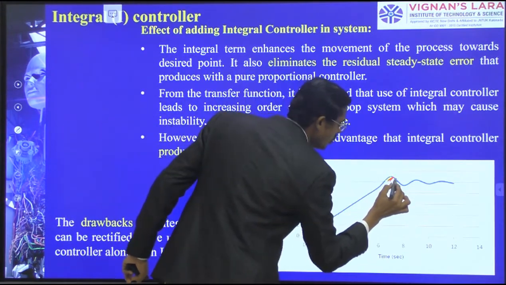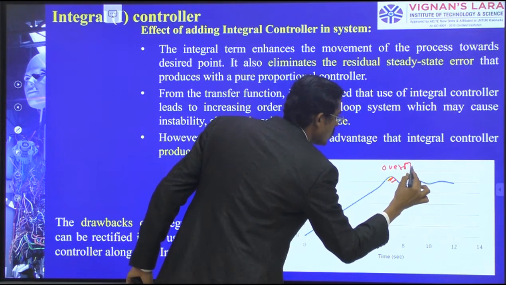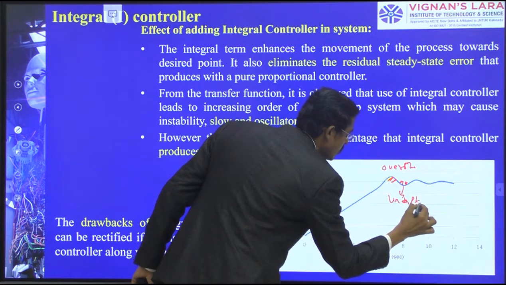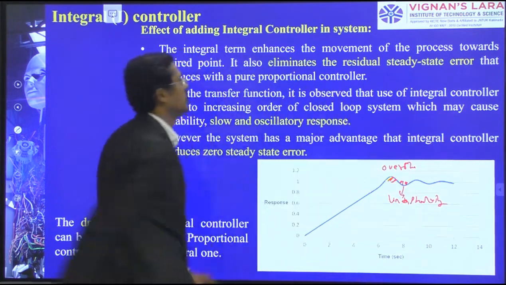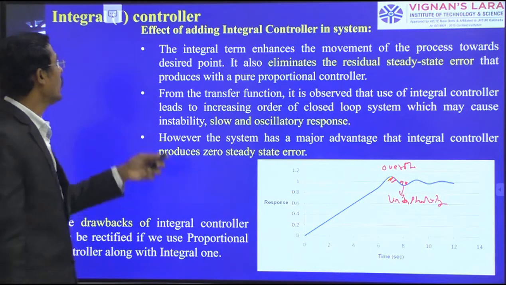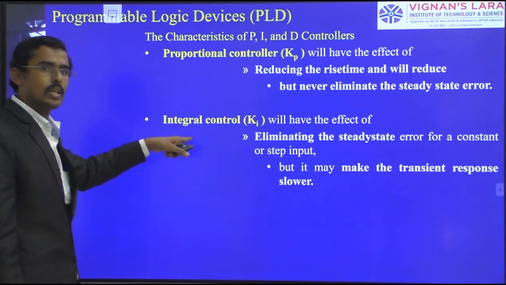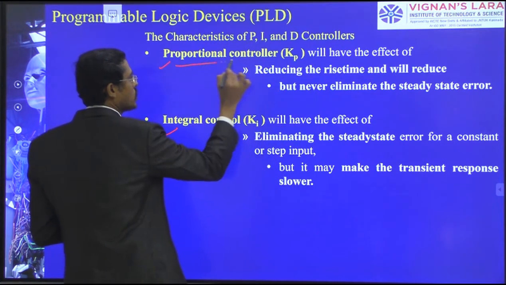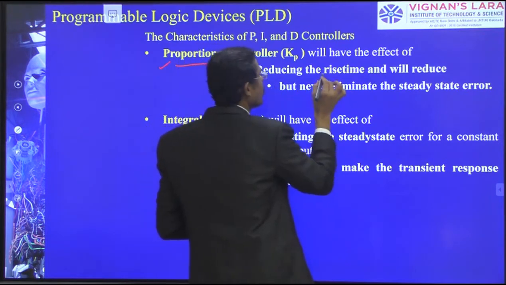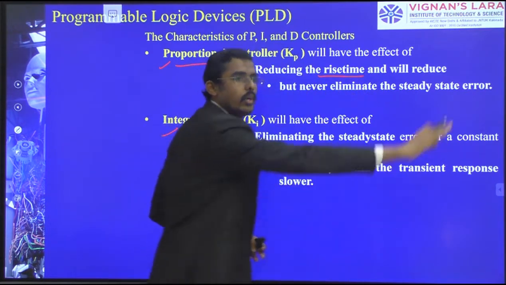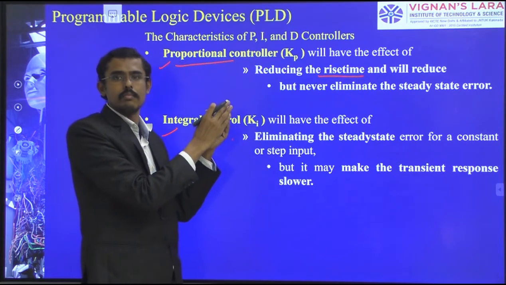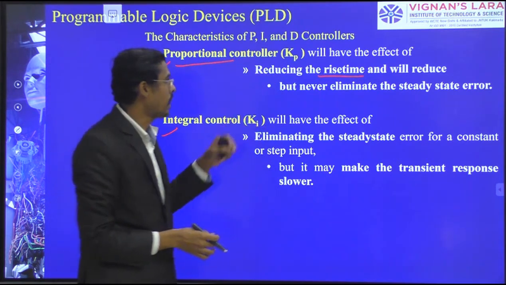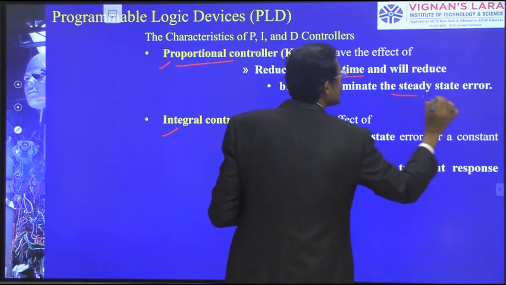So this is the overshooting, and this lower part is the undershooting. So this should not happen. Now what I am doing, this is what will happen. We have completed the effect of these two. The proportional controller reduces the rising time. Slowly it will rise. You have planned to rise quickly, but it should not have the shooting times. That I am planning. But it never eliminates the steady state error.